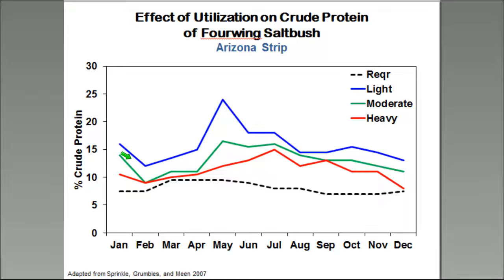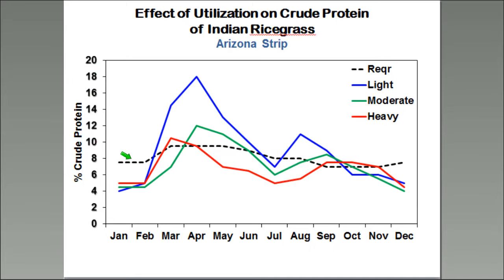The caveat here, though, is that the amount of four-winged saltbush on the range is going to be distributed in such a way that it's not going to be providing the bulk of their diet.